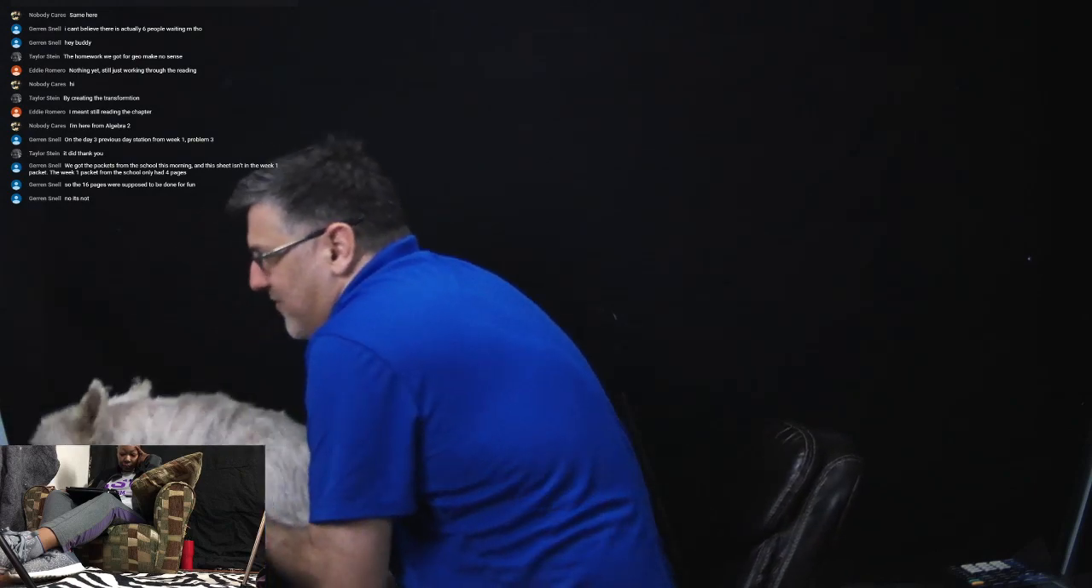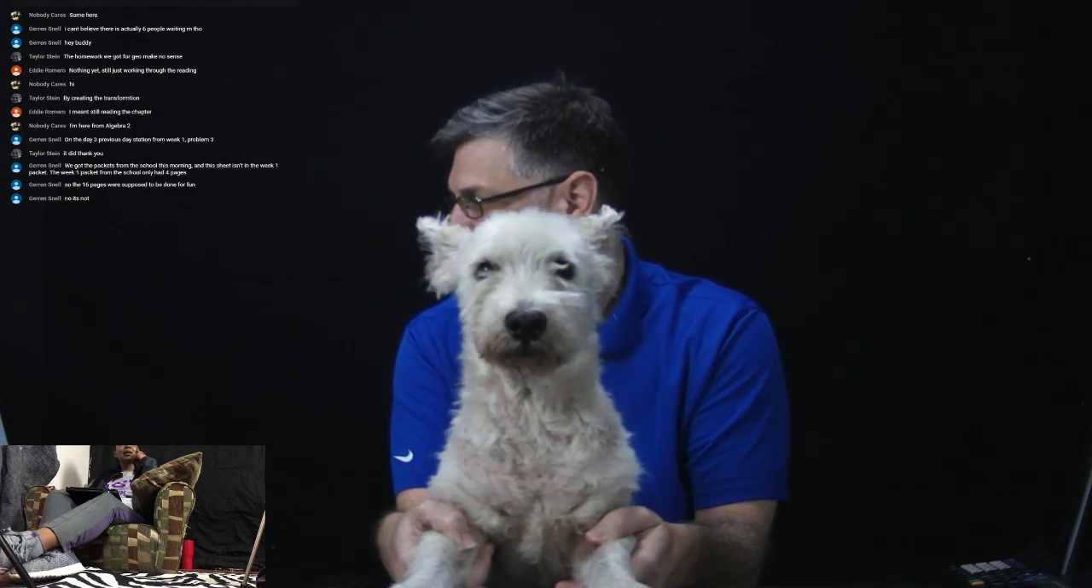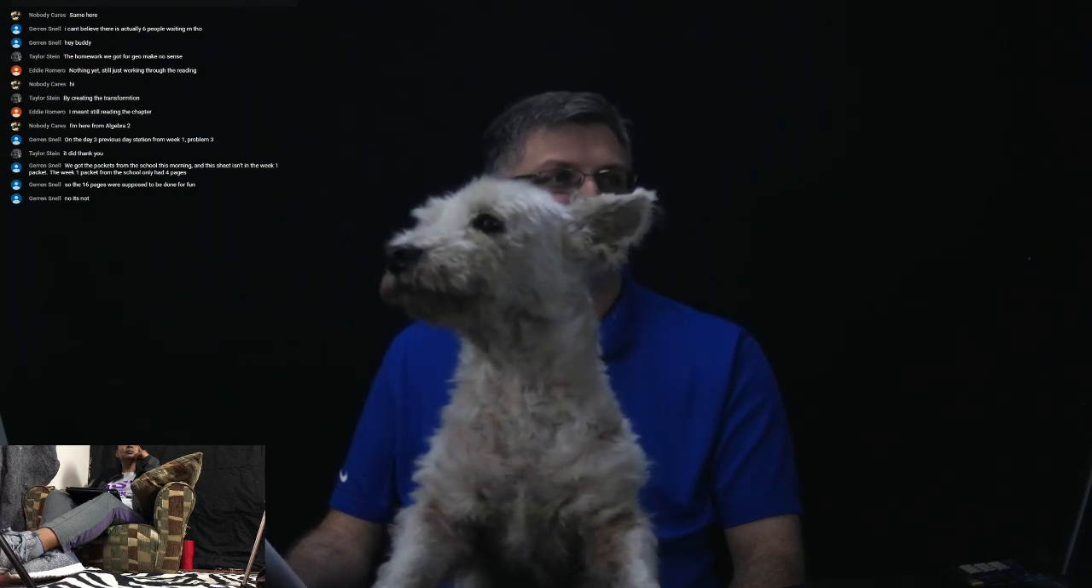Come here, buddy. Say hi to everybody. Hello. Hi. Hello. Any questions? Yes, I know I'm cute. My name is Coda. I am a West Highland White Terrier. I am 14. Don't make fun of my hair.